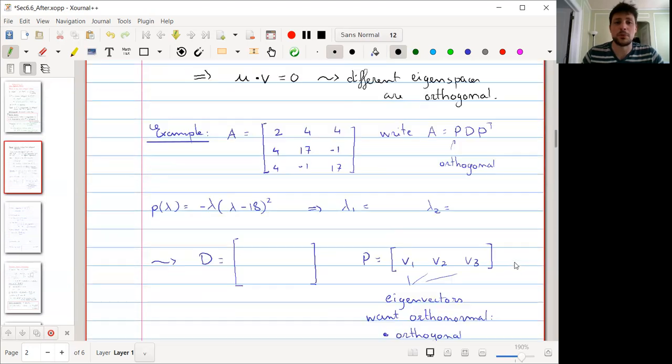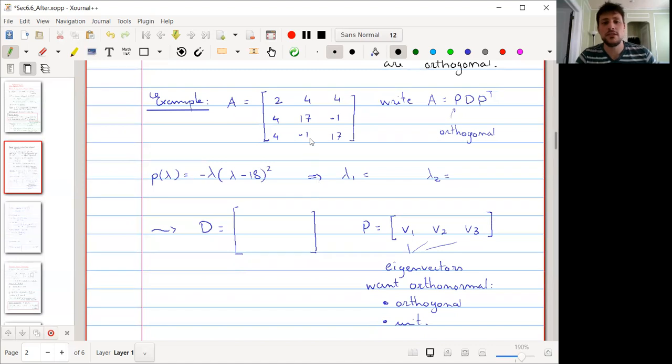Let's have a look at one example. There's this matrix A. You can see it's symmetric. And I did some computations before. So the goal of this example is to find the matrix P and the matrix D so that A is diagonalized with an orthogonal matrix. It takes a little bit of work.